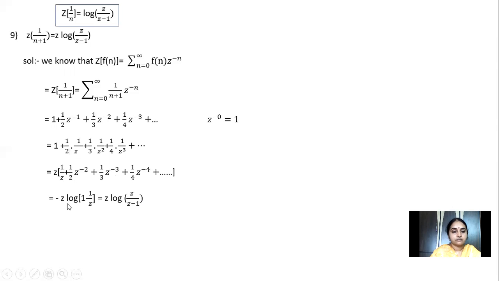Then this is the minus z into, this is x plus x square by 2 plus x cube by 3. Therefore, log apply. Log of 1 minus 1 by z. Z into log of z by z minus 1. That means z of 1 by n plus 1 equals z into log of z by z minus 1. Okay? This is the 9th formula.